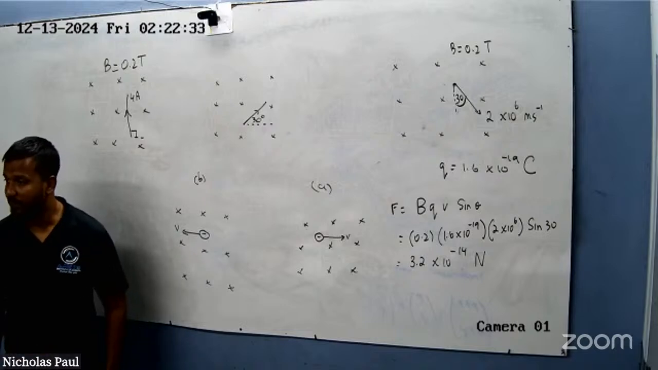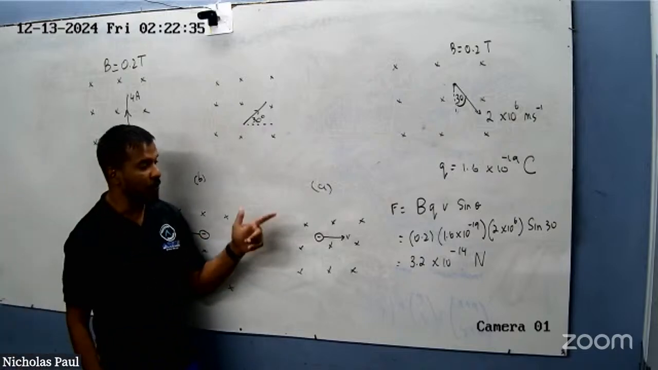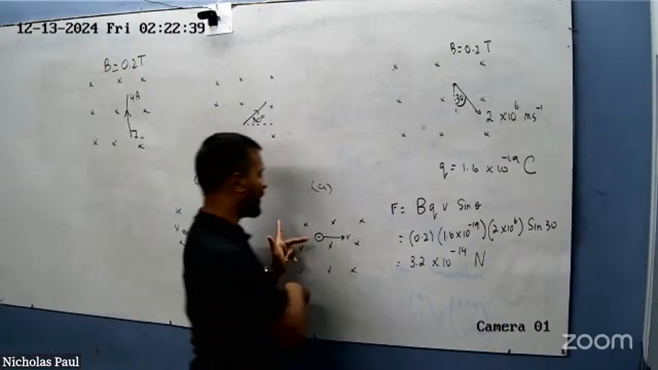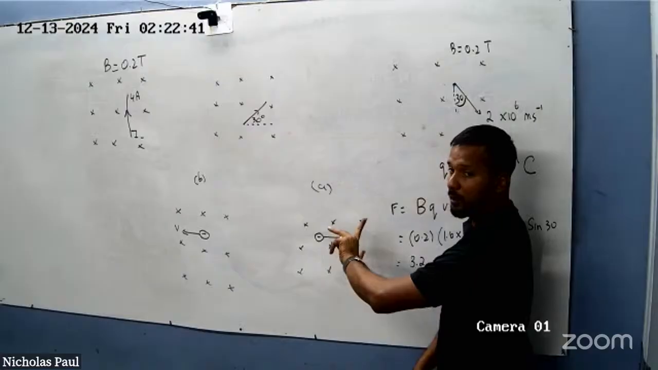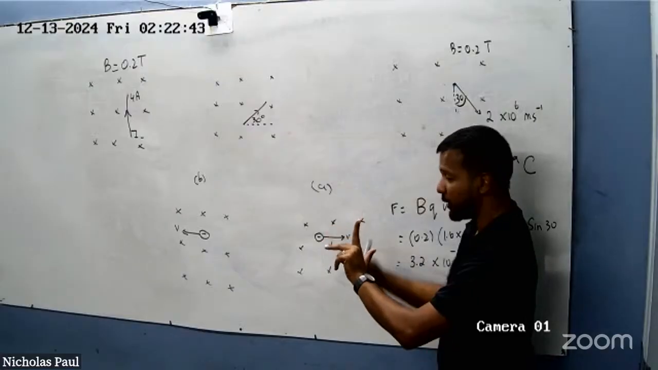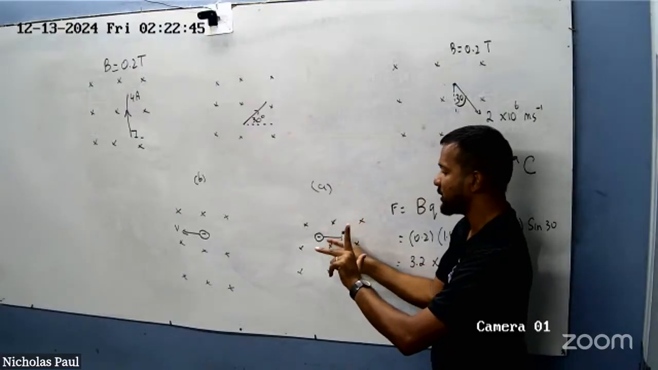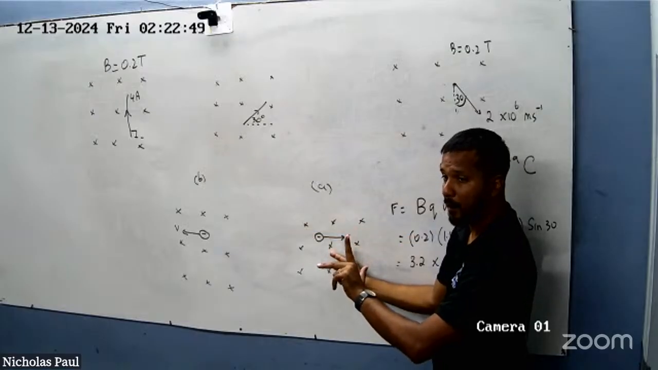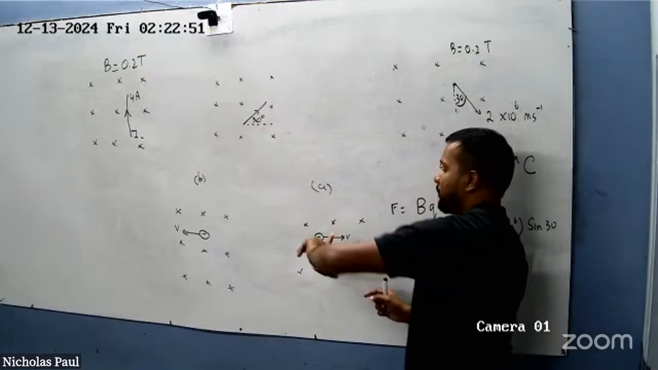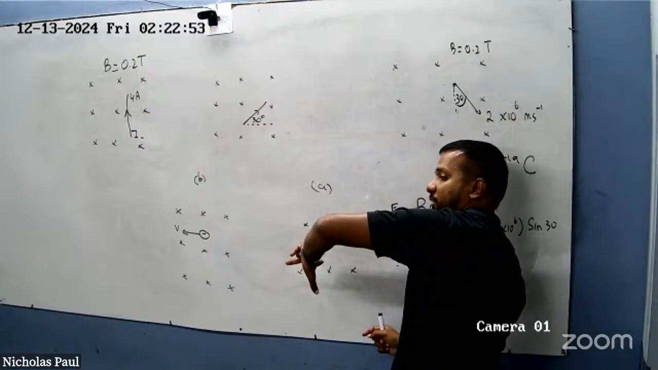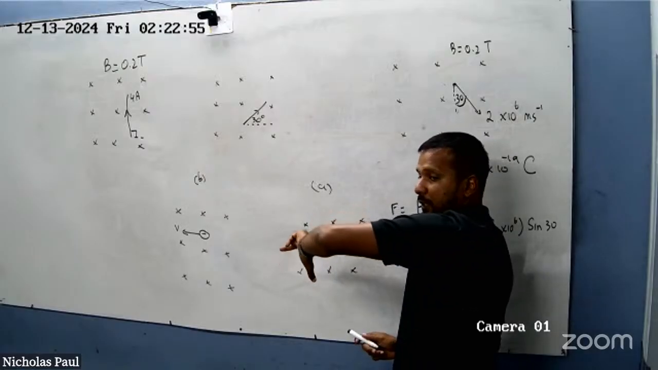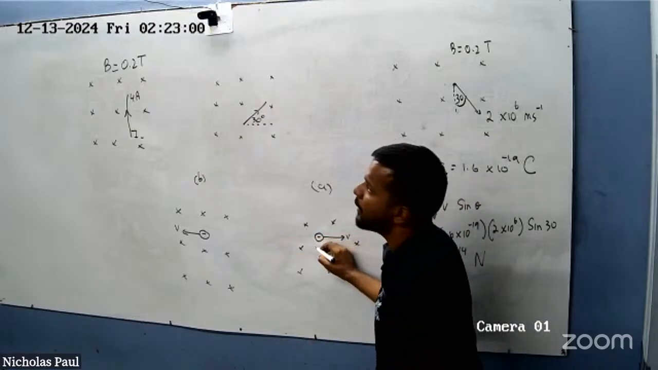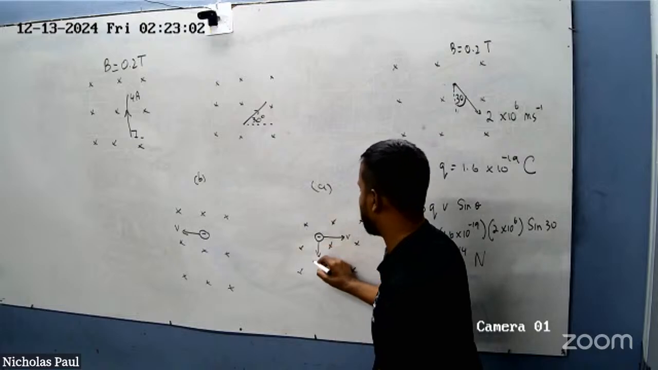The force is where? It's moving that way, so remember a negative charge going that way means a positive charge going the opposite way. So the direction of current is this way. X means it's going into the paper. Therefore the force is down, right? I wonder if I can get a simulation to show you this.